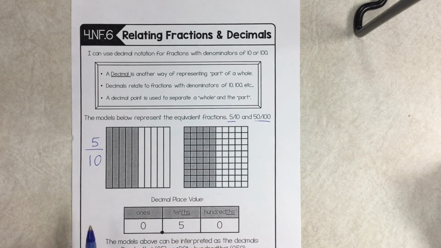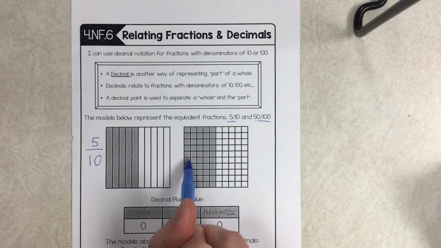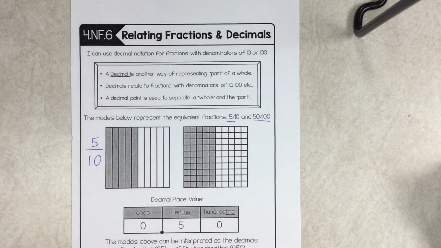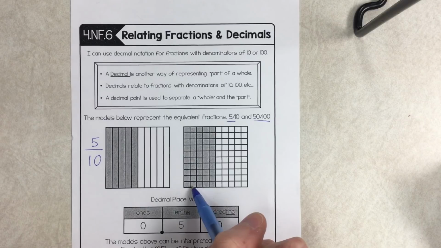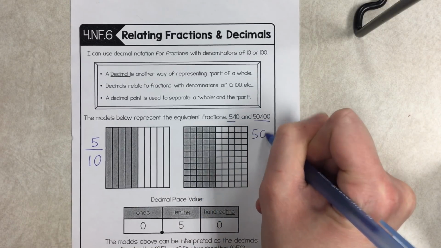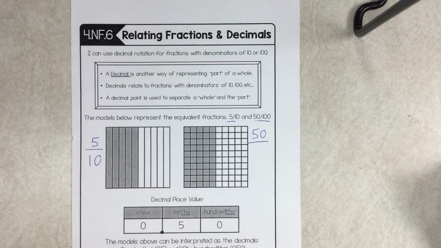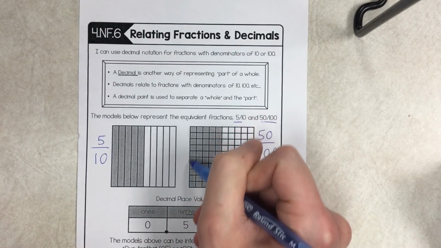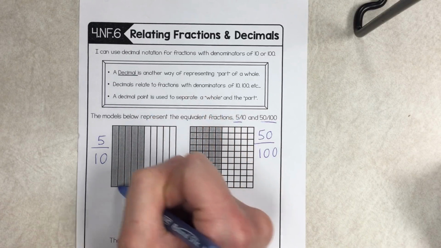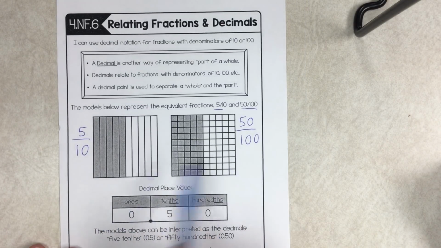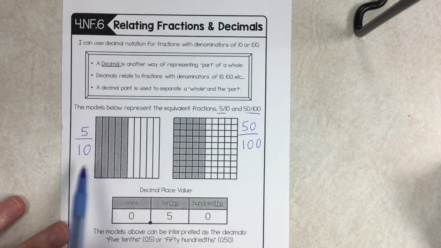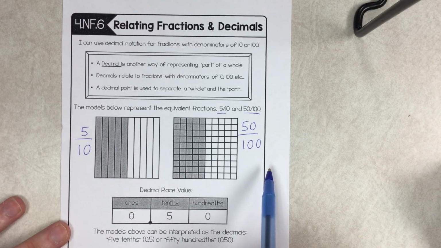Over here, we have 1, 2, 3, 4, 5, 6, 7, 8, 9, 10. So this whole row is 10. So the numerator, or the part we're focusing on, is 10, 20, 30, 40, 50. And our denominator, how many equal parts are in the whole, is 10, 20, 30, 40, 50, 60, 70, 80, 90, 100. 50 100ths. But you can see it's the same amount shaded here. It's just the parts are divided into smaller parts over here. So it's an equivalent fraction. 5/10 and 50 100ths are equivalent fractions.